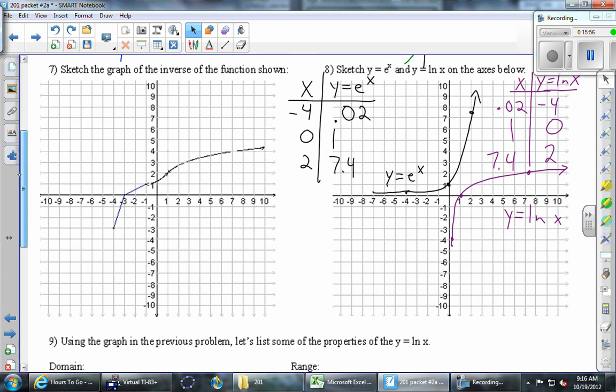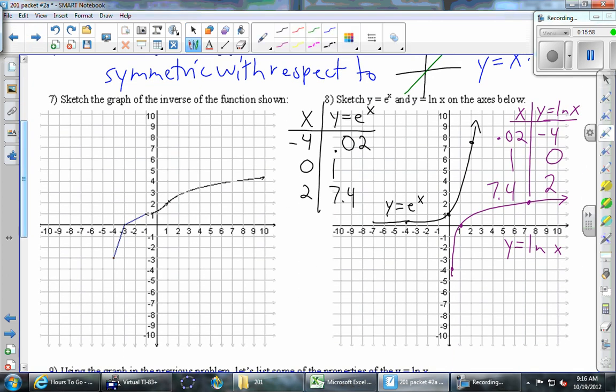And then in terms of the symmetry here, so I could draw the line y equals x, and we'll go ahead and draw it right through here. And we'll try again. Oh, that's not bad. And you can see the symmetry, right? They're kind of mirror images over that diagonal line.